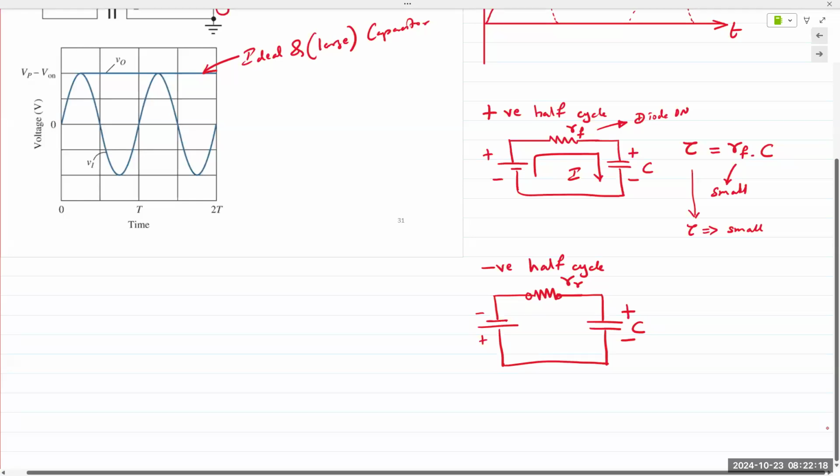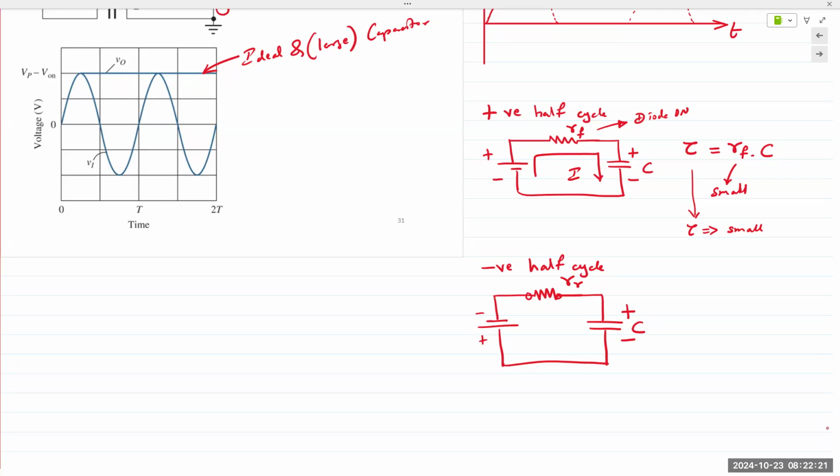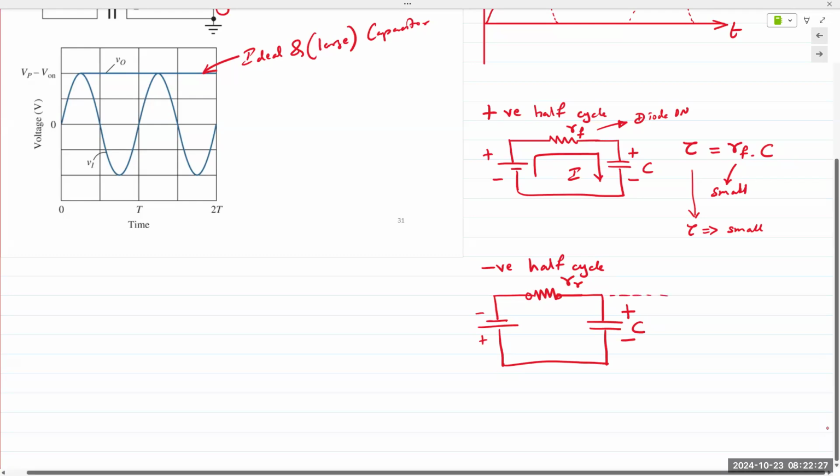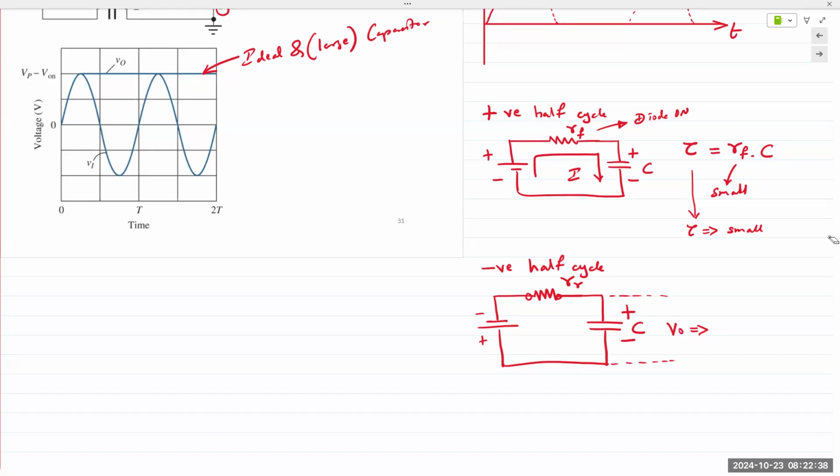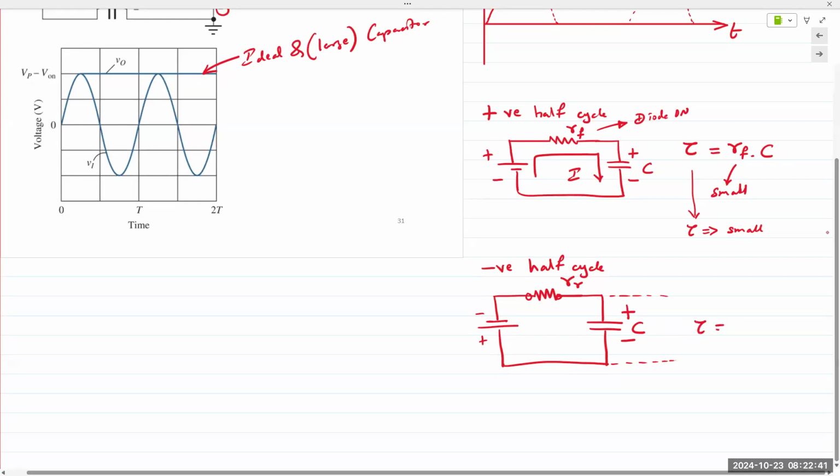Now, of course, it'll try to discharge through the diode. But the diode is reverse biased, so it's not going to be able to. And so the output of the capacitor is a nearly flat line. Okay. So if we go back to the top, this time, sorry, not Vout, tau would be reverse resistance times the capacitor value. Very large. Hence, a very slow discharge.